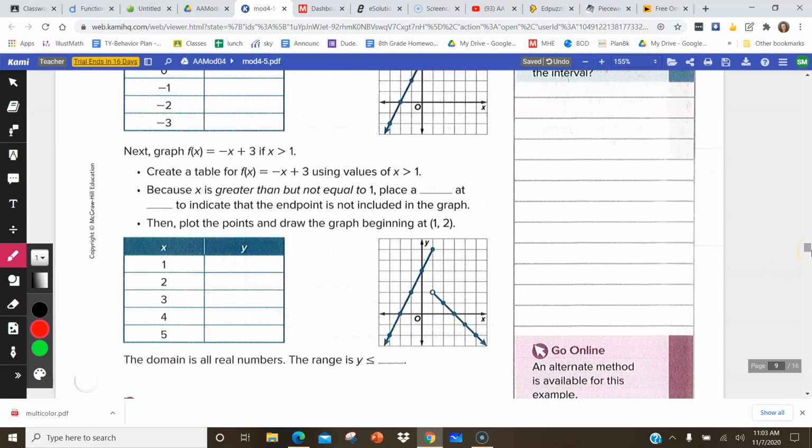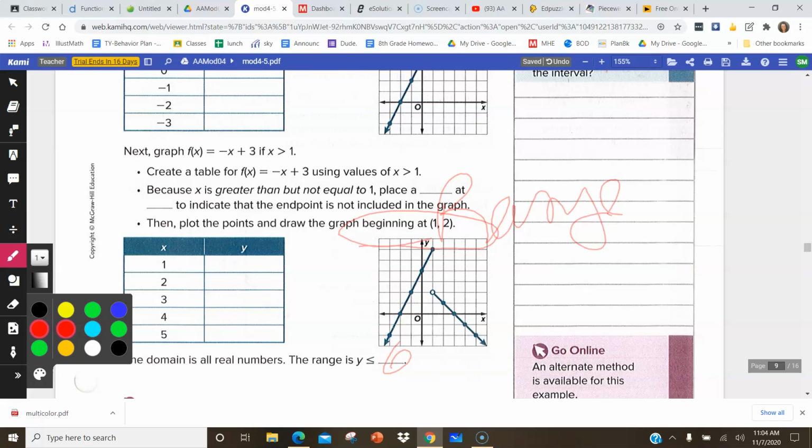Well, the domain's all real numbers. Where's your range going to be at? Hopefully you notice the range is, here's my y values, it's my range. So this is 1, 2, 3, 4, 5, 6. The range is going to be 6 and down. So if I'm looking at my range, I can't have anything higher than 6, so my graph doesn't go higher than 6, so it's 6 and down.